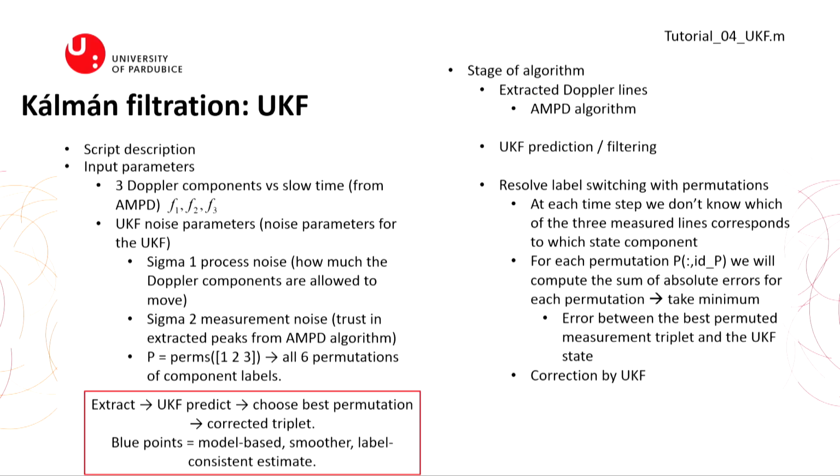So first is extraction of Doppler lines based on the AMPD algorithm, then UKF prediction filtration, resolving label switching with permutation, because I don't know which is first or second. For each permutation we compute the sum of absolute errors, and we take the minimum. And this will be the correction for UKF. So please open this tutorial and check. The output shows how your Kalman filter follows this sine wave.